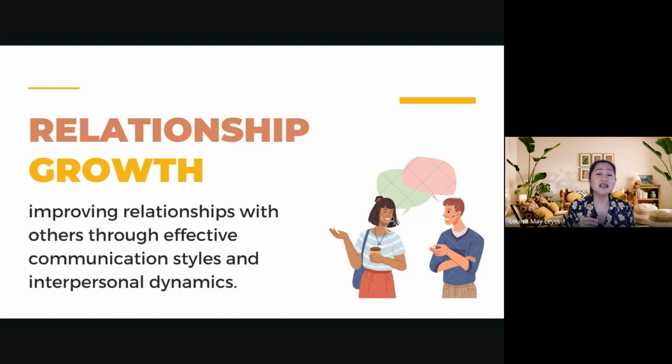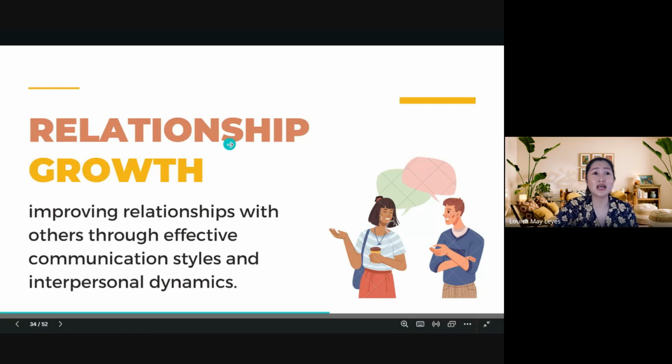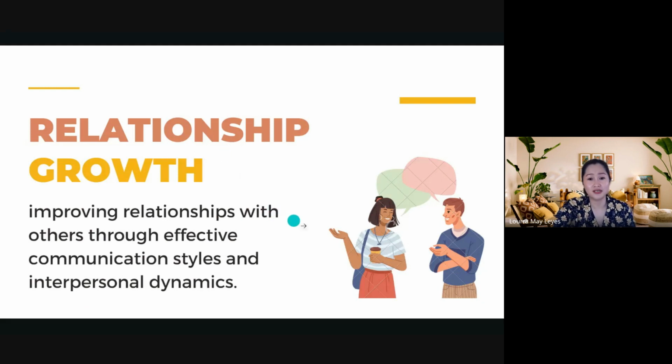Tinitingnan rin dyan yung potential ng isang tao, kung kaya niya bang matrain. Is he trainable? Open ba siya sa change? Open ba siya sa mga pagbabago? Or talagang nagsha-shut off siya at tingin niya, kung saan lang siya komportable, doon lang ako, walang pwedeng gumalaw sa akin. So that is also the things that you should invest on. Your personal relationship and your relationship goals. Okay?